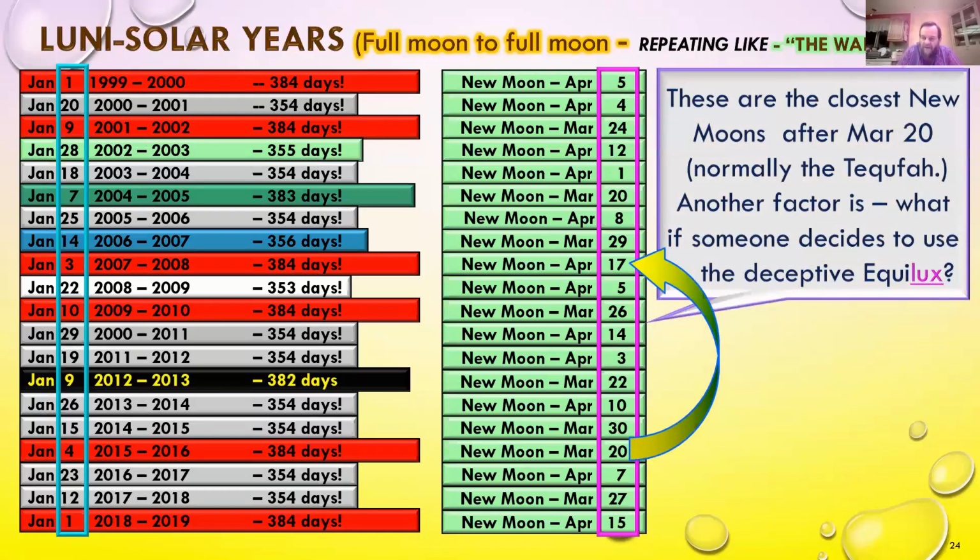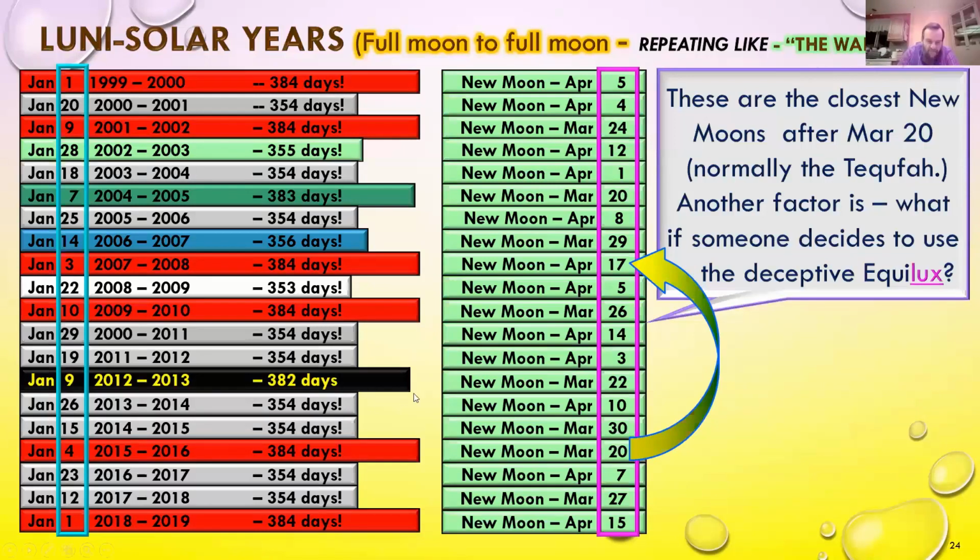Another factor is, what if some feast-keeping groups decide to use the deceptive equal lux? Then things get thrown out of pattern way out of consistency. Charlene has brought to us the study on the equal lux, and it is absolutely fascinating for those of you who do not know about that. If you have heard of following the equal lux instead of the equinox, I highly advise you look at that study that Charlene made. It will open up your eyes very, very quickly.